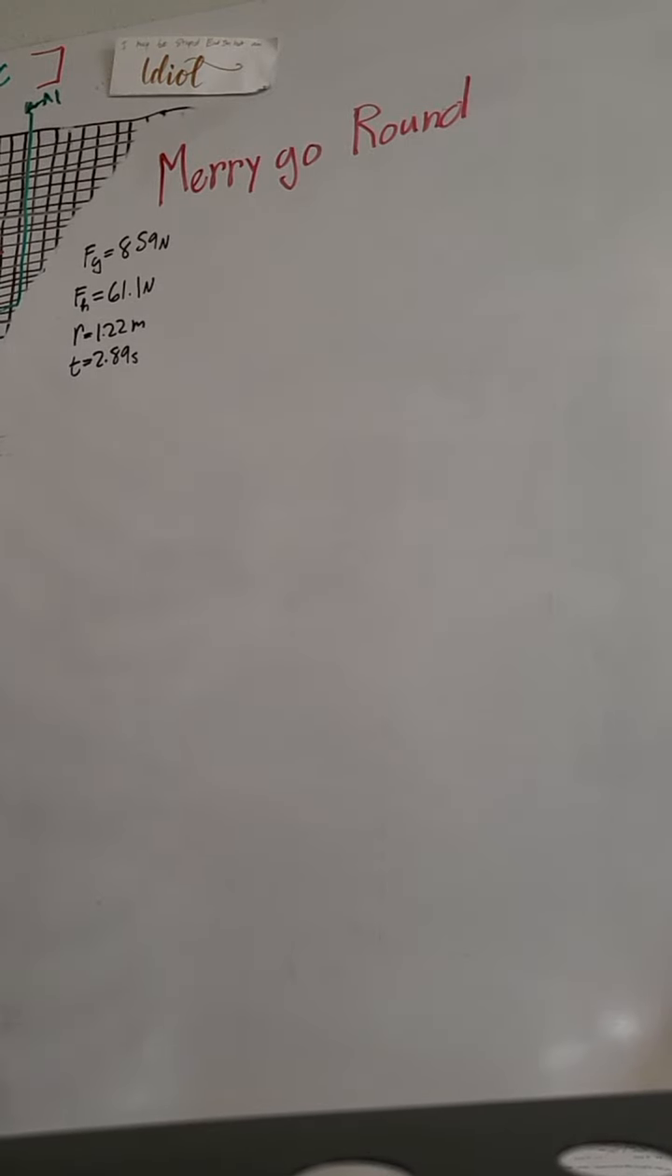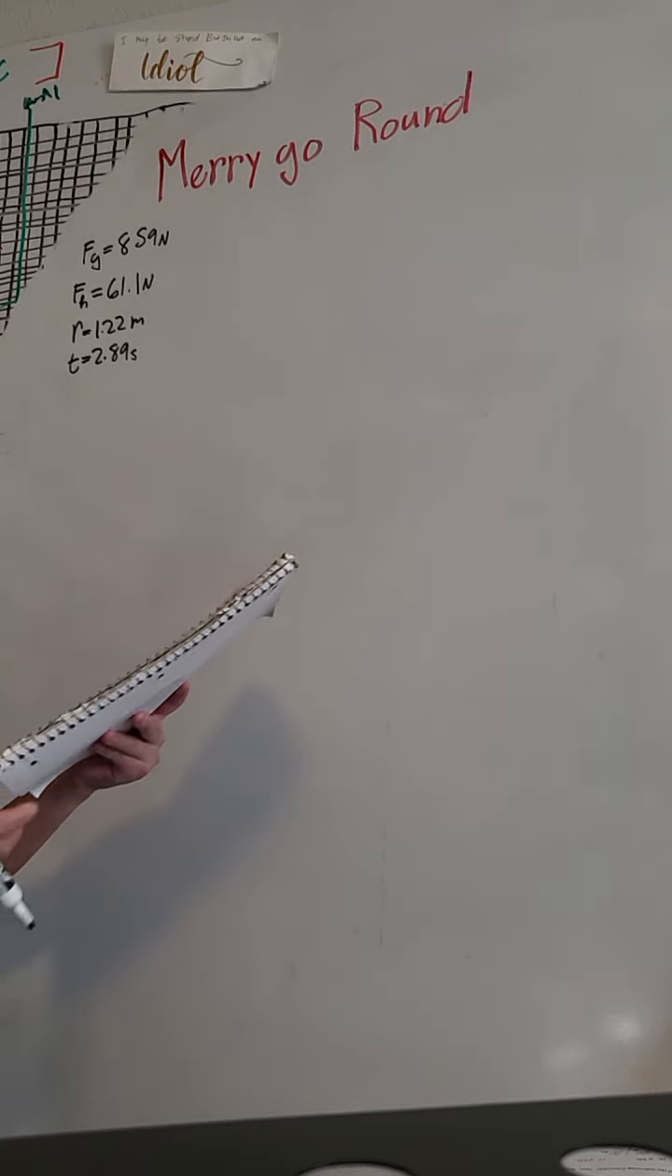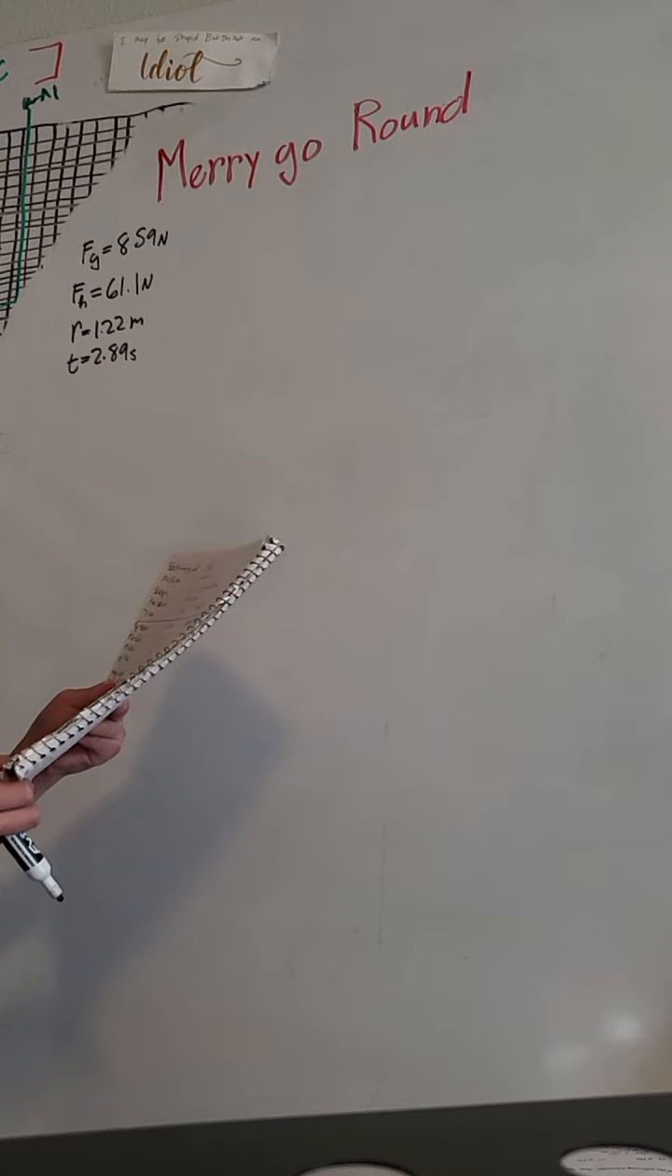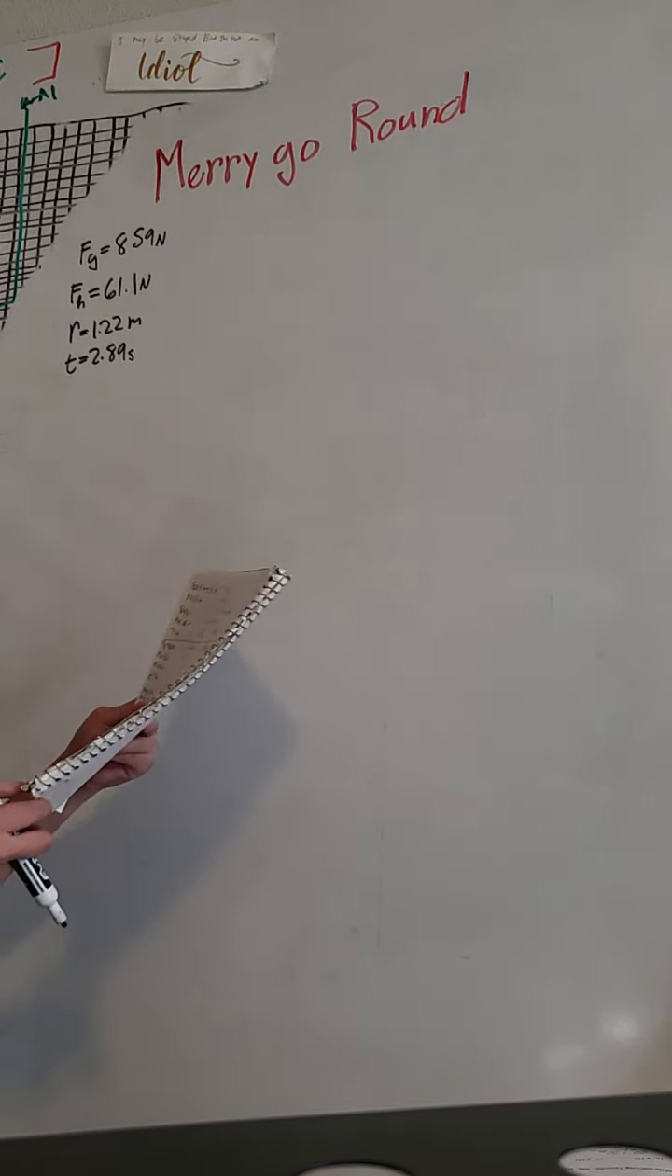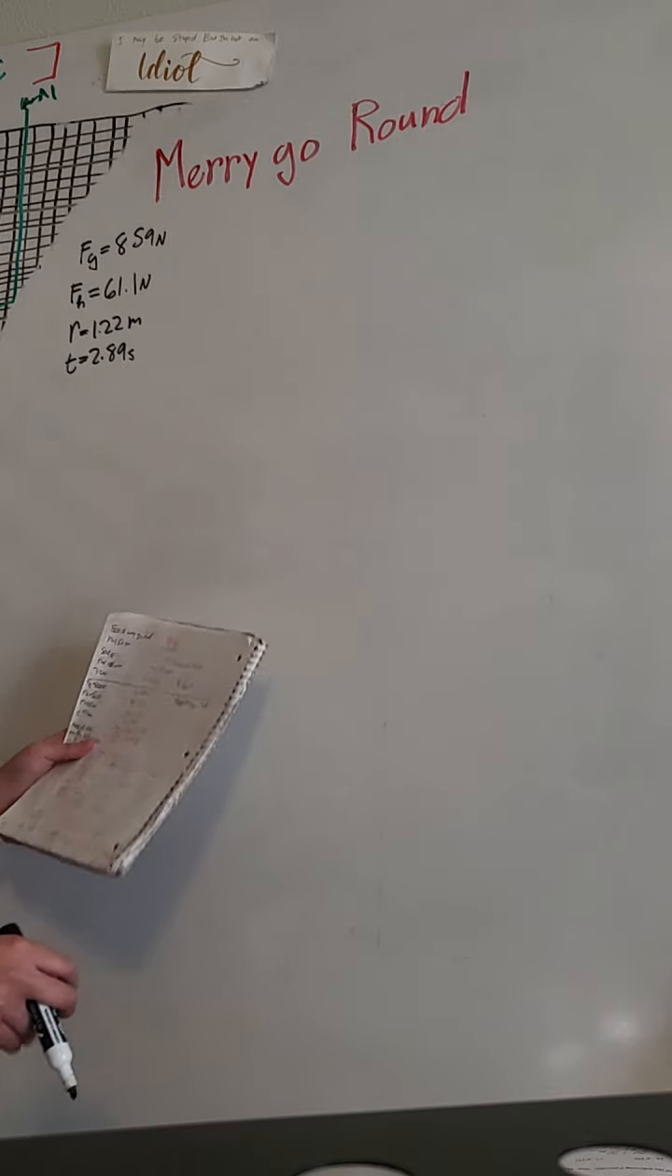Okay, so this is how I solve the merry-go-round question. The final answer is 355.72223953642 joules. And this is how I solve it.